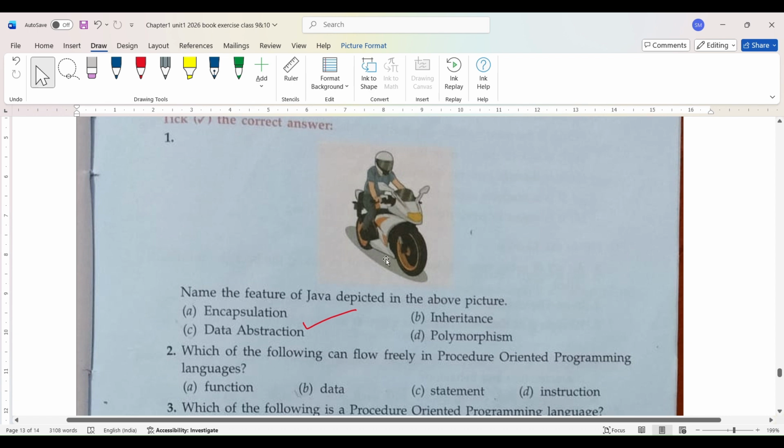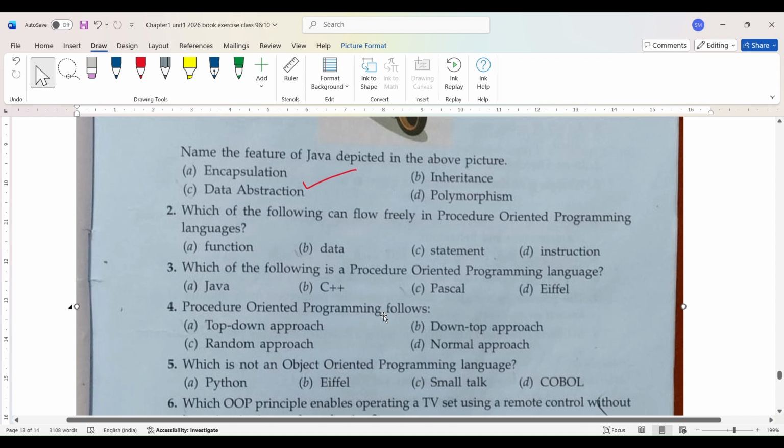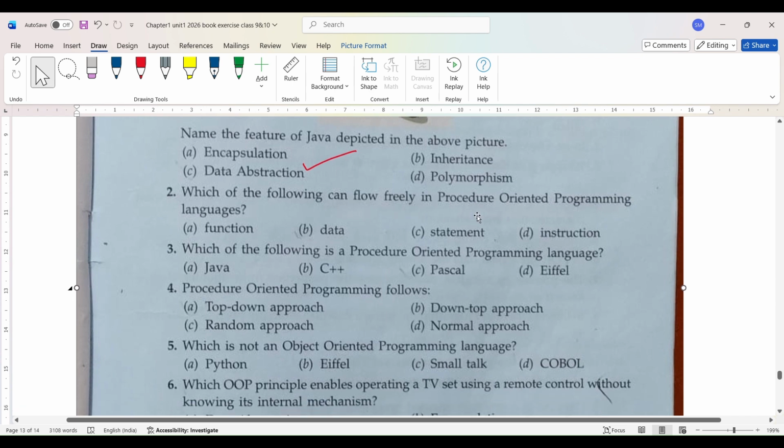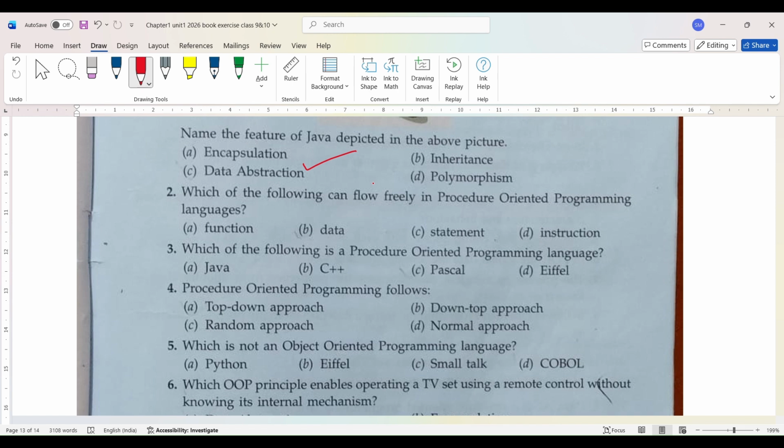Next question. Select 1. Which of the following can flow freely in a procedure-oriented programming language? Function, data, statement, or instruction? The correct answer is data. In a procedure-oriented programming language, data flows freely from one function to another. But in an object-oriented programming language, data is restricted and protected.